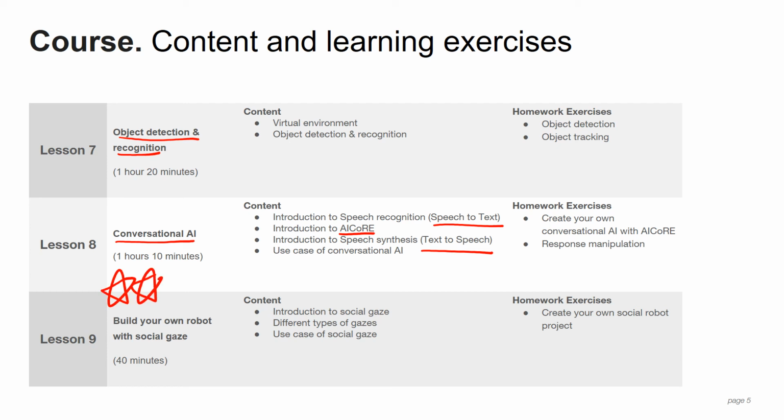Lesson 9 is probably the most interesting part of the course. This is because you get to use everything you learned so far to build your own social robot with social gaze. We'll introduce you to social gaze and the different type of gazes. As a final project, you have to create your own social robot with social gaze. Here you can be very creative.